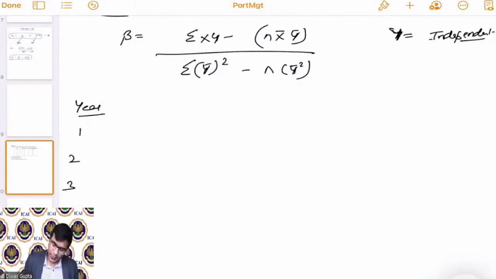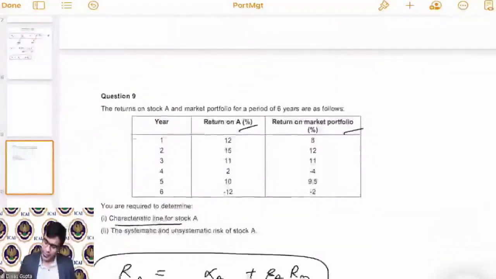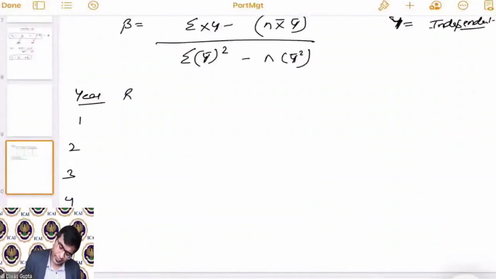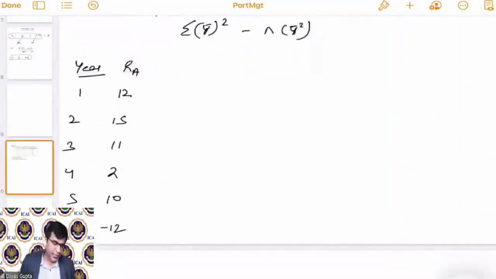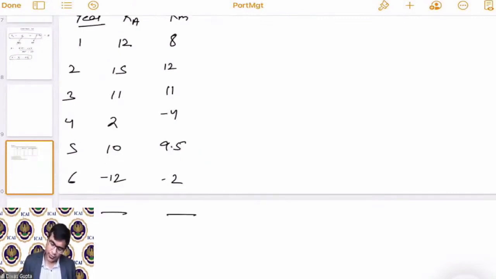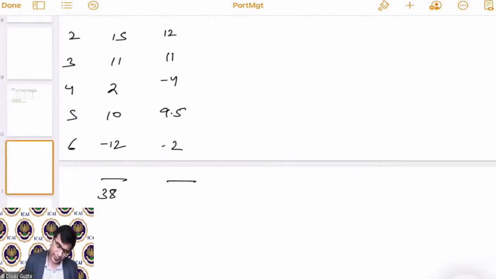So let us put the values first. Return on A is 12, 15, 11, 2, 10, minus 12. Okay, this is what I have put as a return. And similarly, return on market is given as 8, 12, 11, minus 4, 9.5, and minus 2. So the total for both of them is 38, and here it is 34.5.